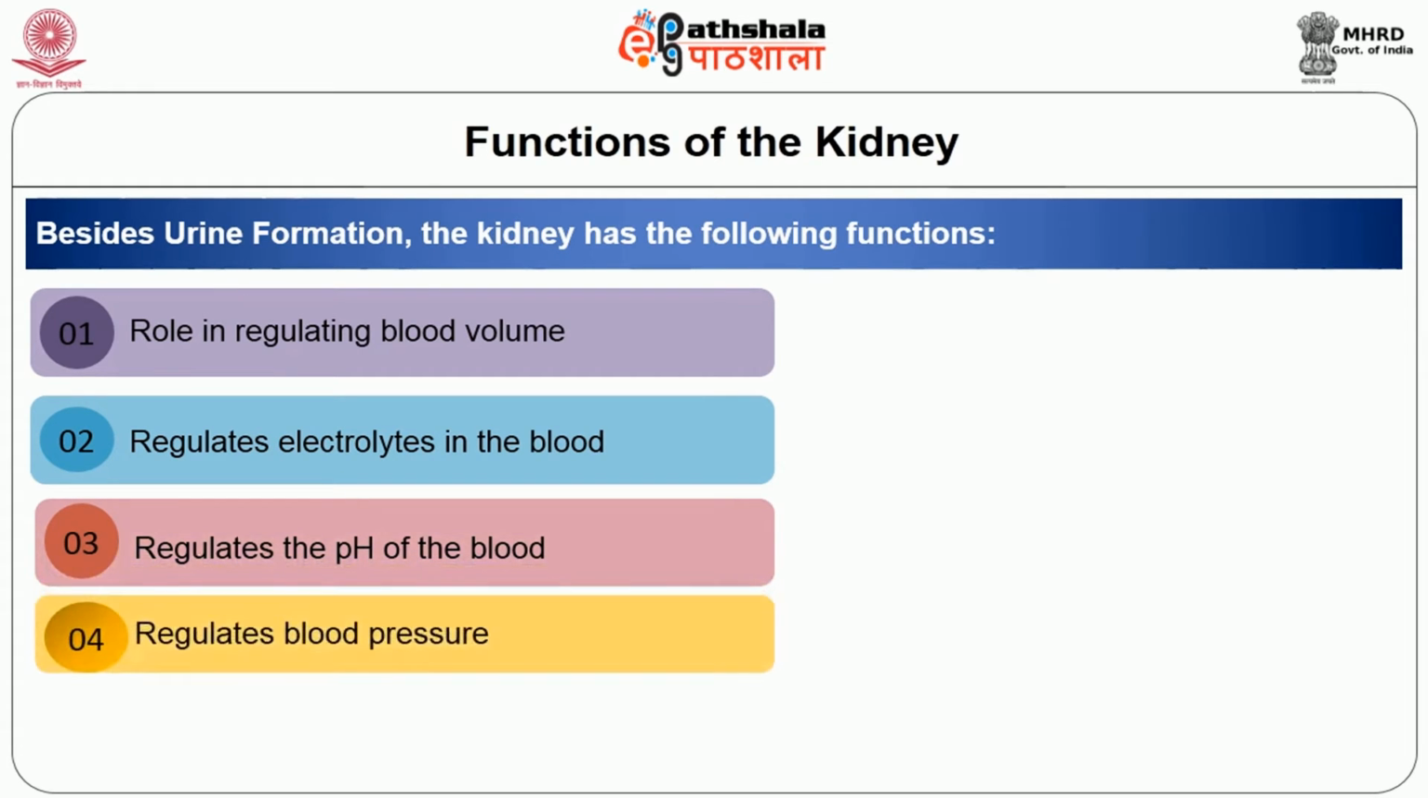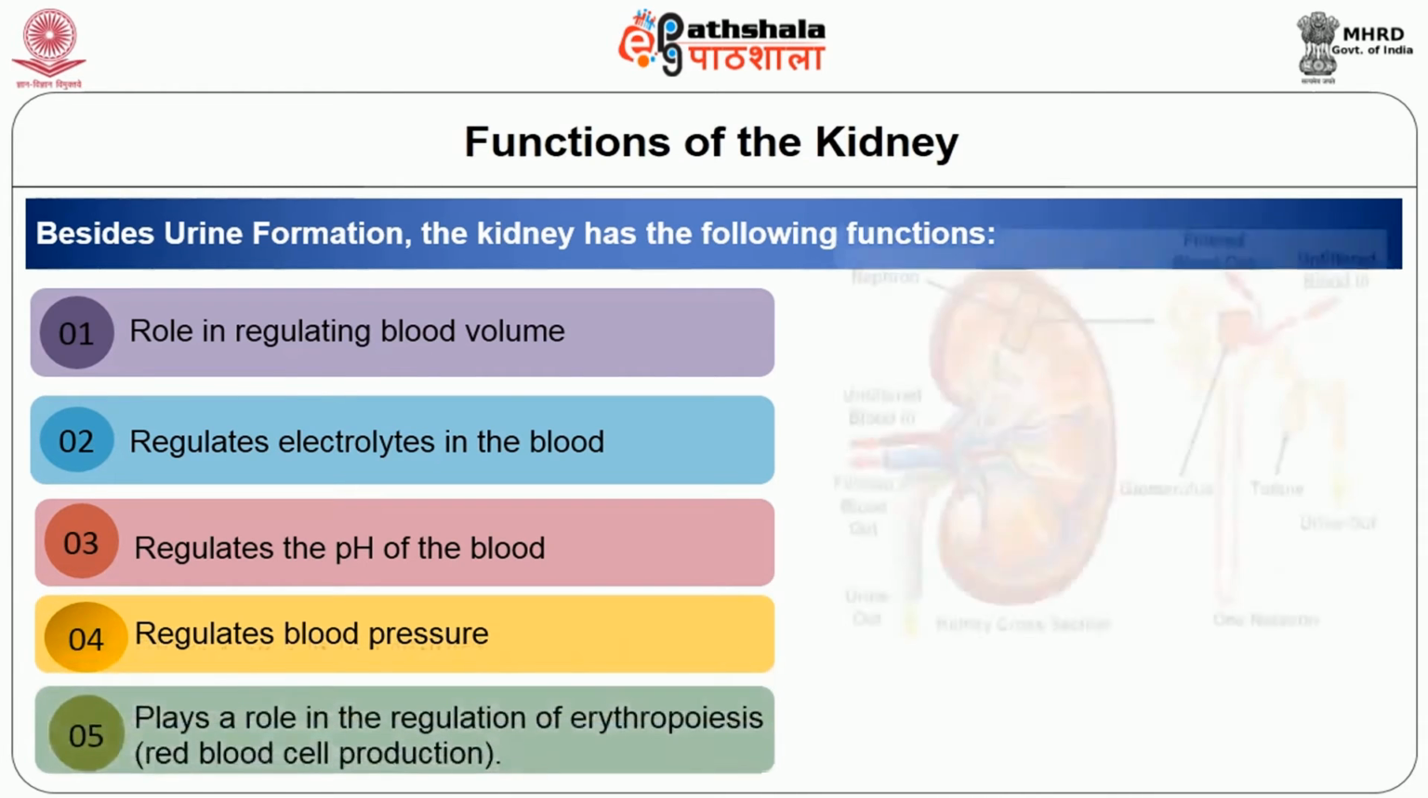The kidney also regulates blood pressure by regulating the amount of water excreted and the amount of water reabsorbed back into the blood. When the kidneys excrete less water and reabsorb more water, the blood volume will increase. An increased blood volume will lead to an increased blood pressure. On the other hand, if the kidneys excrete more water, the blood volume will reduce. This will lead to reduced blood pressure.